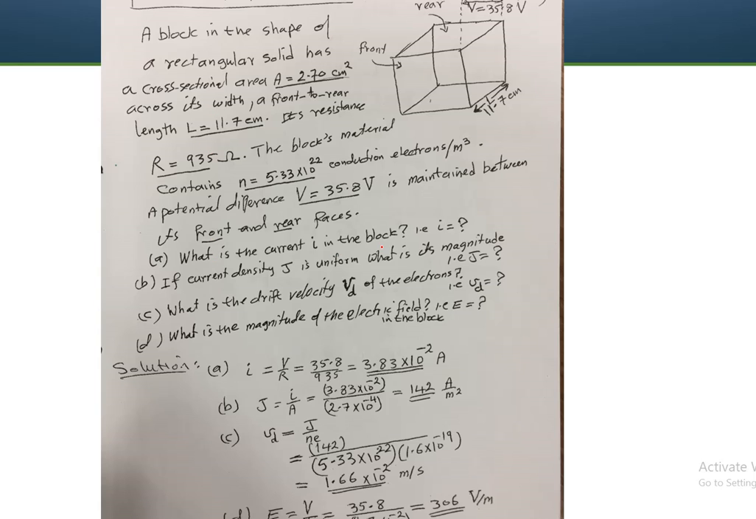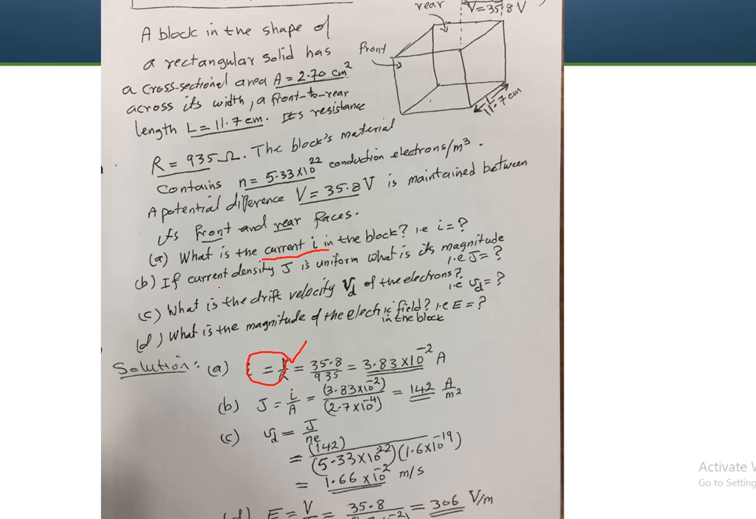What is the current I in the block? So the standard formula from Ohm's law, V is equal to I R. So from that, I is equal to V divided by R. V is given, R is given, substitute. That's our first answer. What is the current in the block?